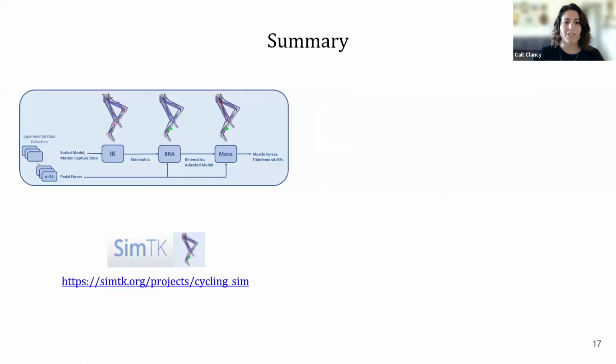In summary, we shared our three-dimensional musculoskeletal modeling pipeline. That pipeline starts with experimental data collection of 16 participants. With a participant-specific scaled model and the motion capture data, we produce kinematics with inverse kinematics. We then use the residual reduction algorithm to produce kinematics in an adjusted model. Finally, we use OpenSimMoco, a direct collocation optimization method, in order to estimate muscle forces and tibiofemoral forces.